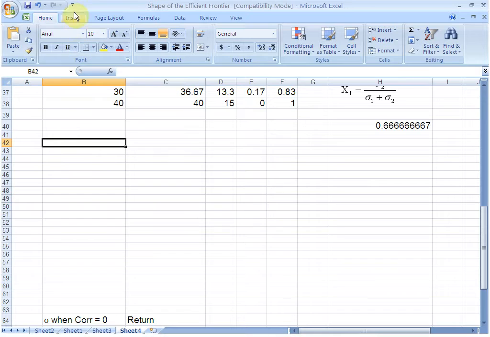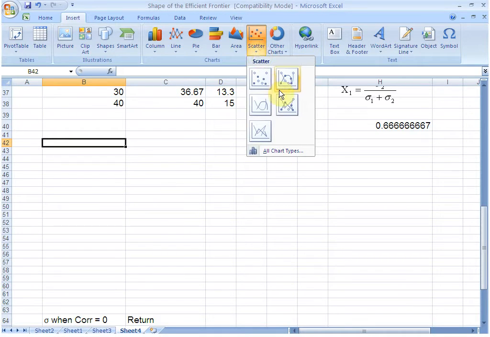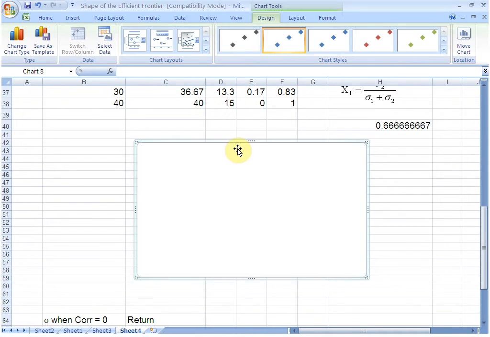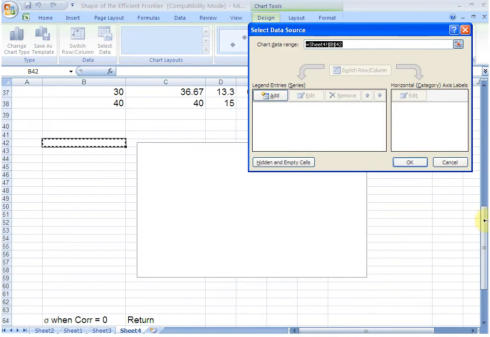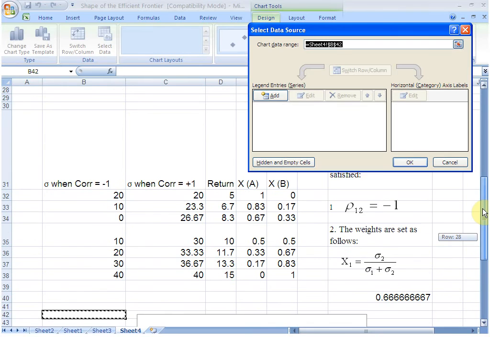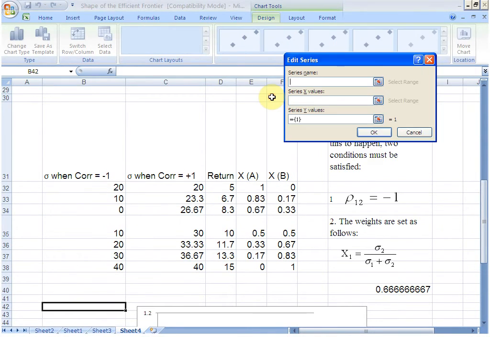So what I'm going to do is go to this Insert tab, and from there pick up this scatter plot and select this chart type. I get a graphing space like this. Inside the graphing space I'm going to right click and select my data. So let us look at our data here and see what we need to plot where. I'm going to say add series.